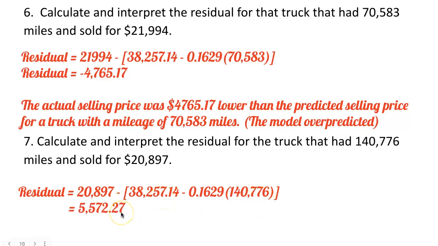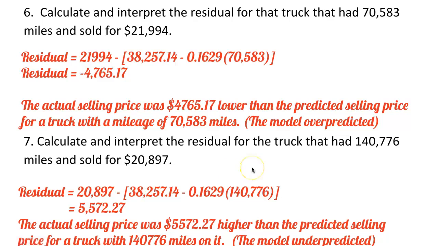I get a positive residual. So the actual selling price was $5,572.27 higher than the predicted selling price for a truck with that many miles on it, 140,776 miles. In this scenario, the model under-predicted.